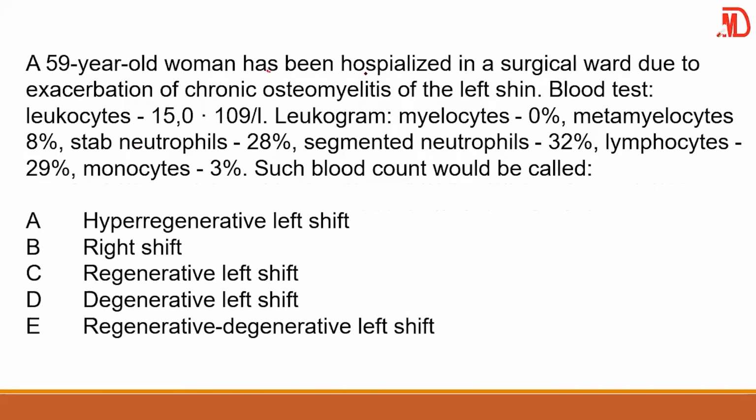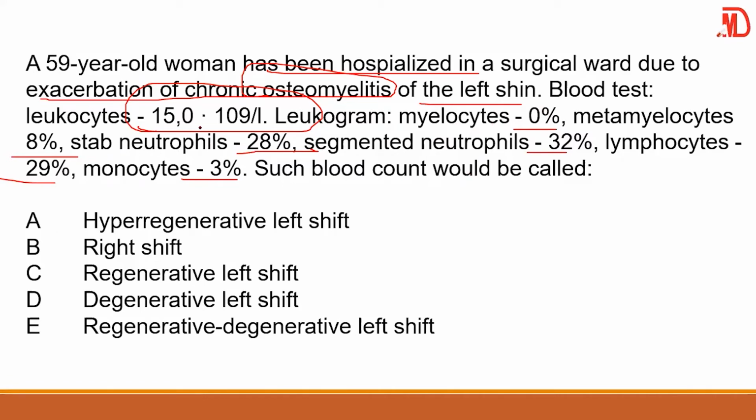A 59-year-old woman has been hospitalized in a surgical ward due to exacerbation of osteomyelitis of the left shin. Blood test: leukocytes 15. Leukogram: myelocytes 0, metamyelocytes 8%, stab neutrophils 28, segmented 32, lymphocytes 29, monocytes 3%. Such a blood count would be called what?